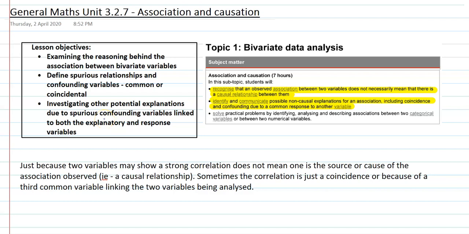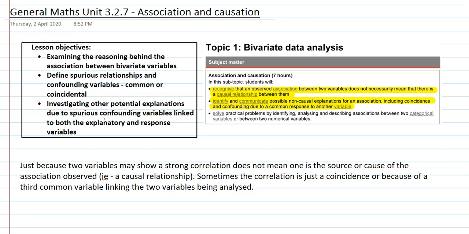This lesson is from Unit 3 of the Queensland Maths General syllabus, and we're looking at association and causation. The lesson objectives today: we're going to examine the reasoning behind the association between bivariate variables. Is one the cause for the other, or do we need to look at a new piece of terminology called spurious relationships and attribute the association we're seeing to common or coincidental reasons?